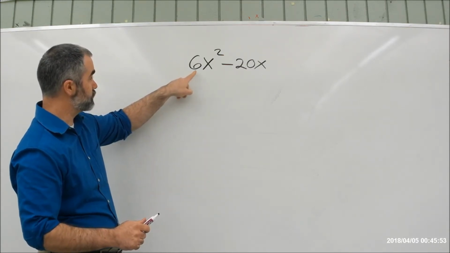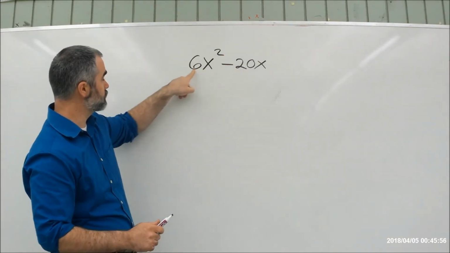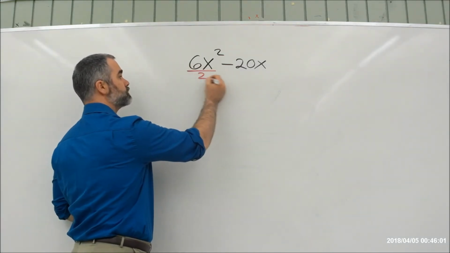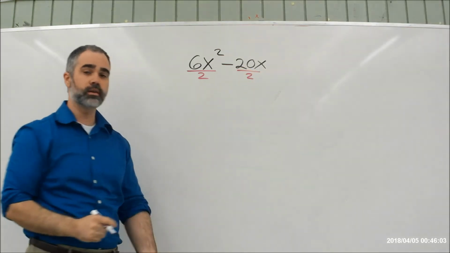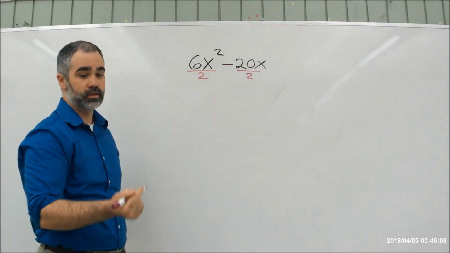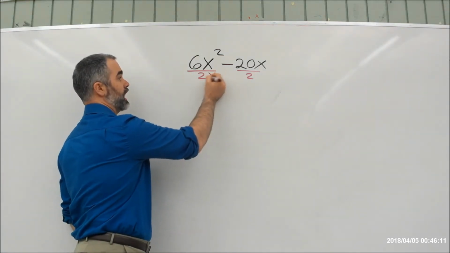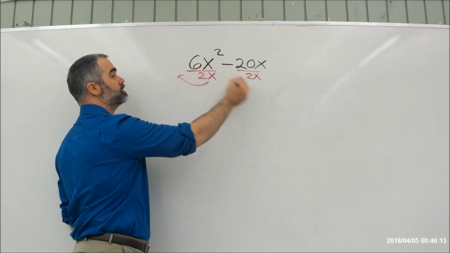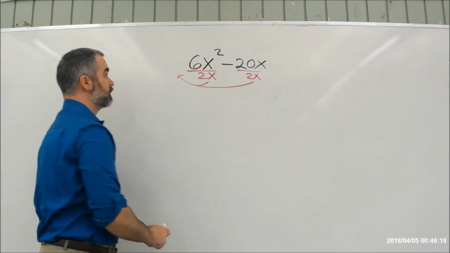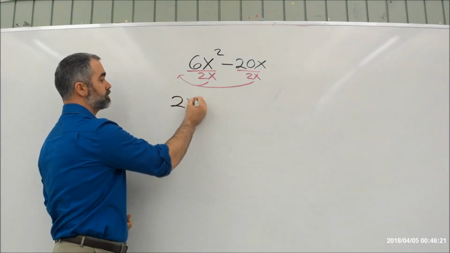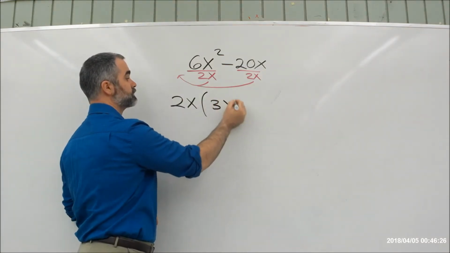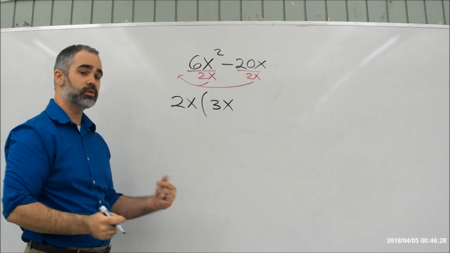This is divisible by 2, and this is divisible by 2. It doesn't look like anything else is going to divide out, so I'm going to divide out a 2 here, but there's actually one thing more we can divide out in this problem. They both have an x, so that means we can divide out an x as well. Again, we're factoring that out, undistributing the 2x. If we factor out a 2x, that's going to leave me 6x squared divided by 2x is just going to be 3x. Negative 20x divided by 2x is negative 10.